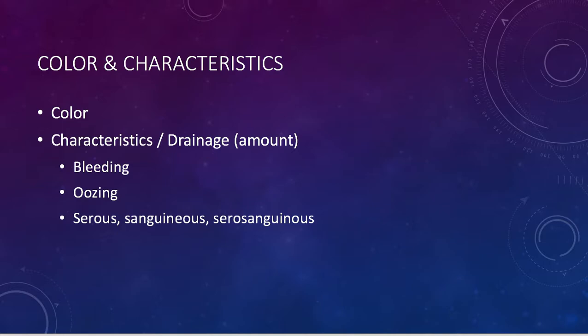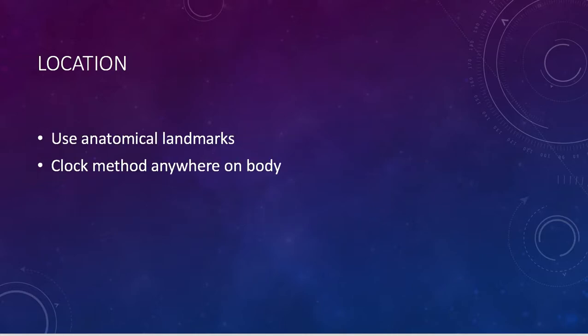Is it bleeding, oozing? Is it serous, sanguineous, or serosanguineous? You want to describe everything you see, going back to nursing school 101. You want to assess and document the location. Use correct anatomical landmarks, and you can use the clock method anywhere on the body. It's not just reserved for the genitalia. You can use it absolutely anywhere.